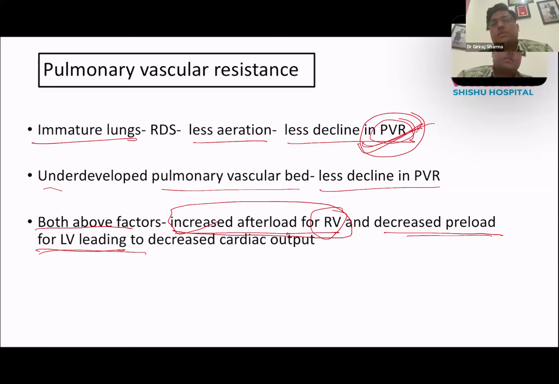So that's why these preterm babies will have shock for up to around 24 hours. They have a higher risk of shock. And one more thing, PDA will be there, that will also cause left to right shunt, that also will cause hemodynamic instability.